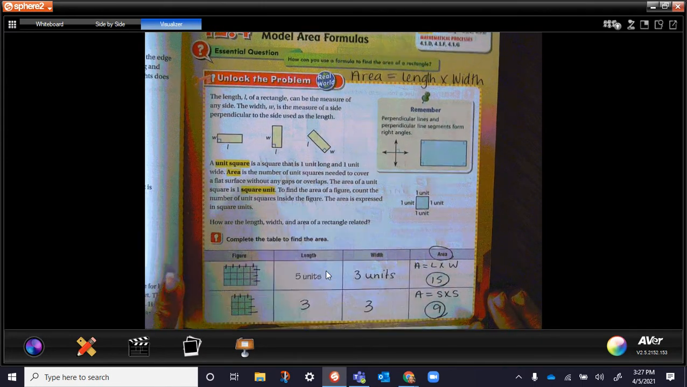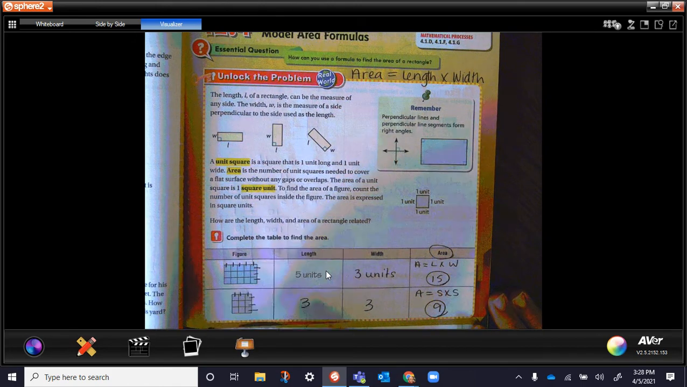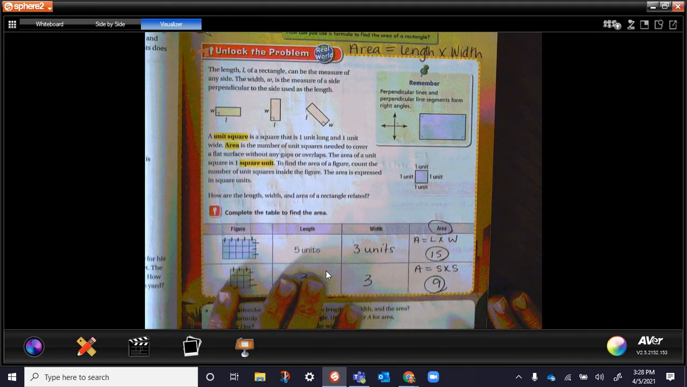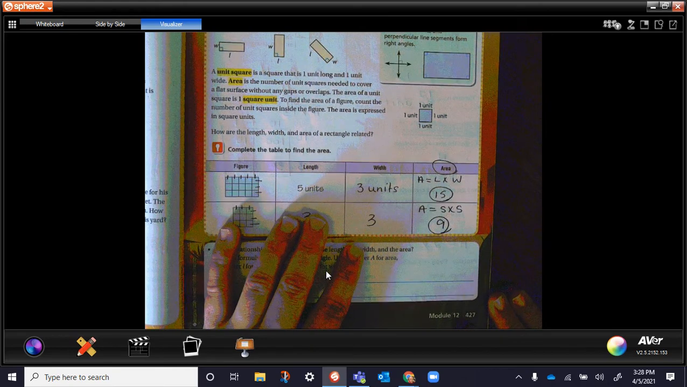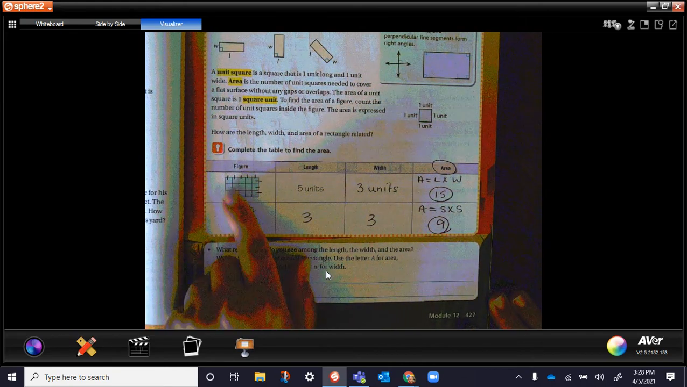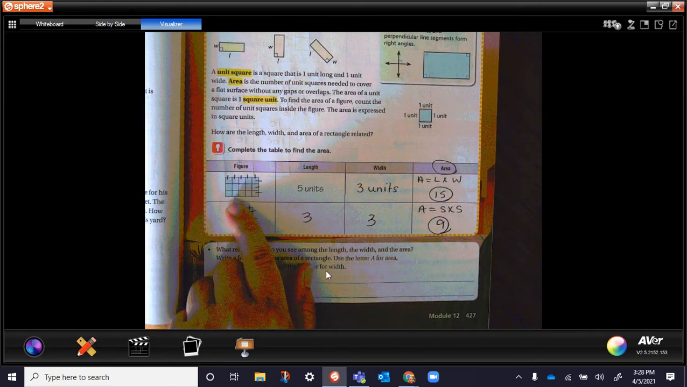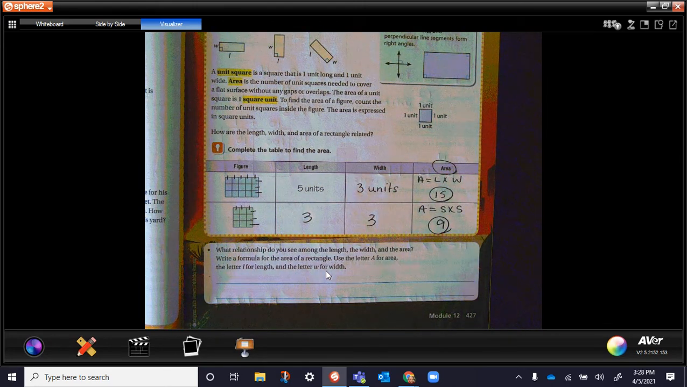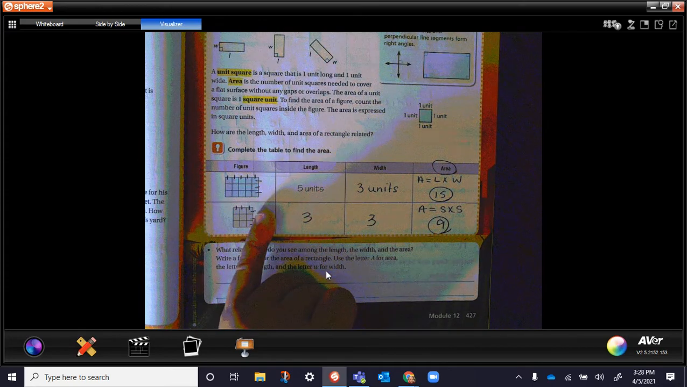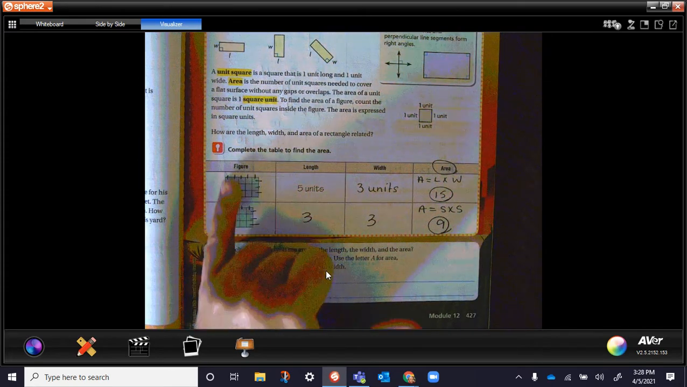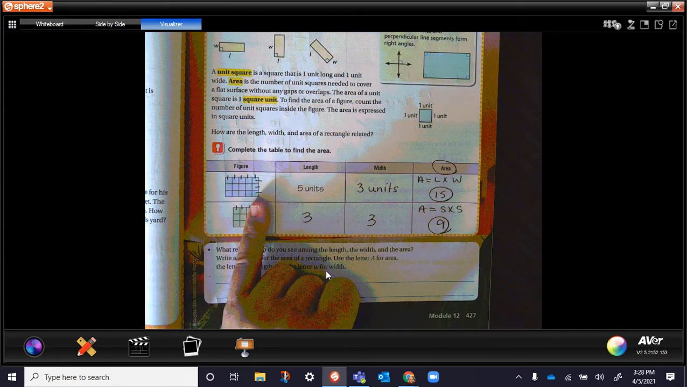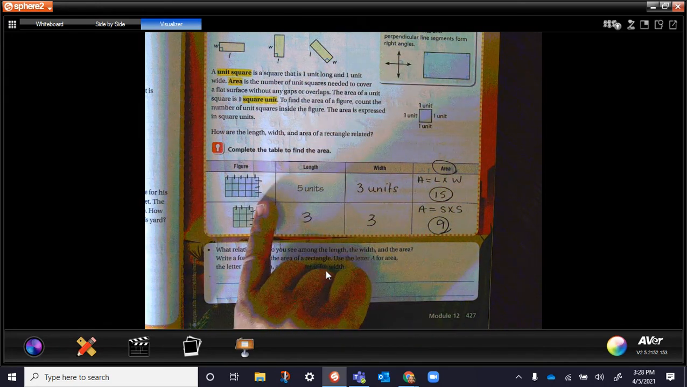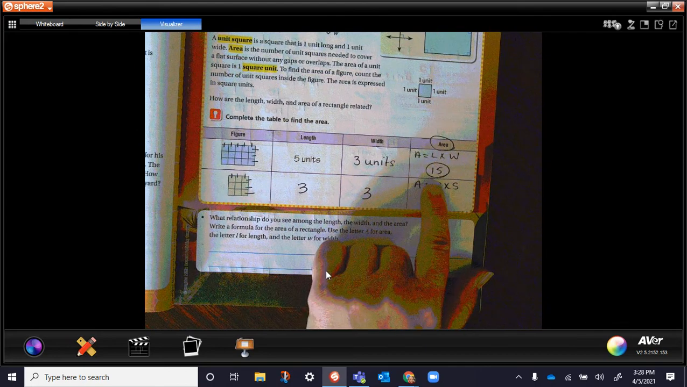So we talked about this part right here, you can read through, and we talked about how when we're finding area, we're looking for these square units. So if we're talking about the area inside, we remember back from last year when we talked about arrays, we look at the length, we look at the width, and we multiply that together, and that gives us the space inside, or the area. So here, if the length is 5 units and the width is 3 units, then when we multiply that together, we get 15 square units.